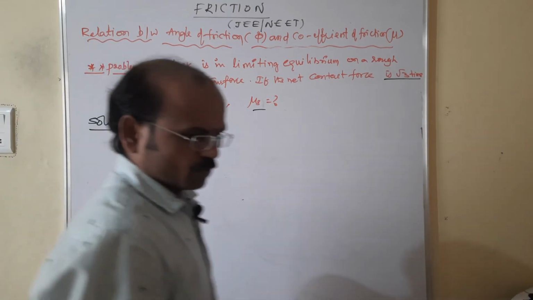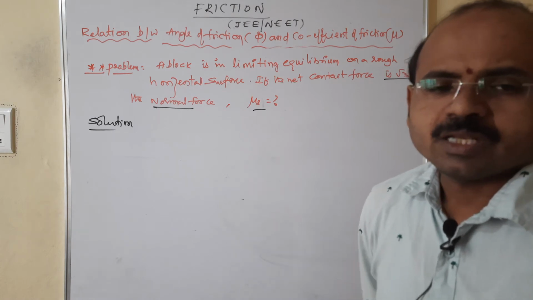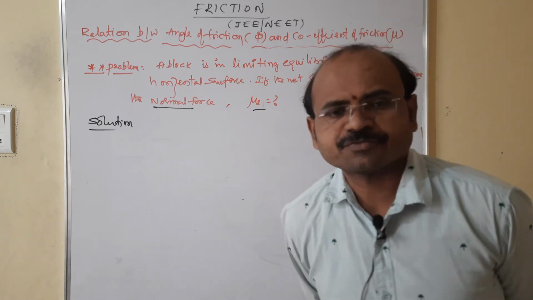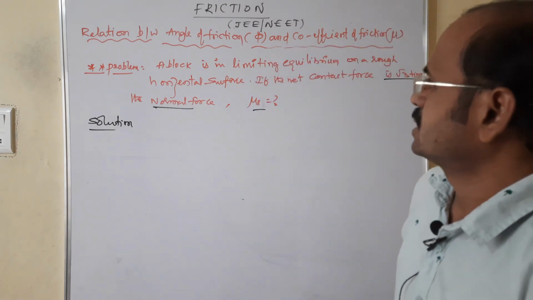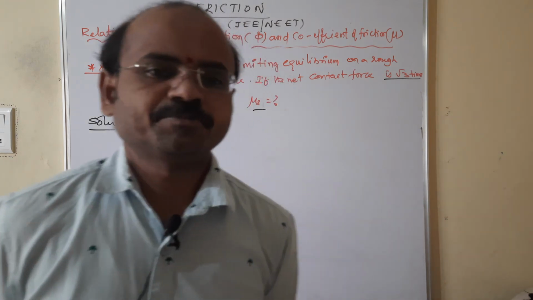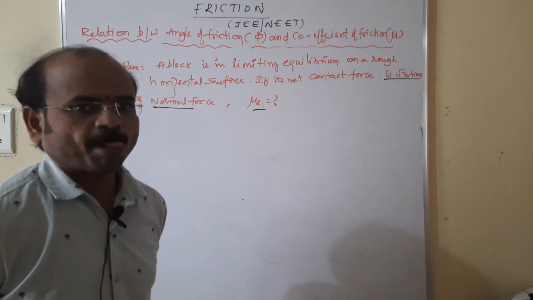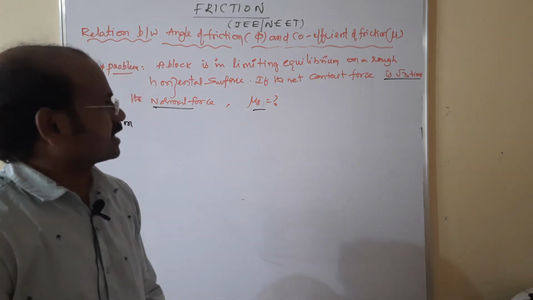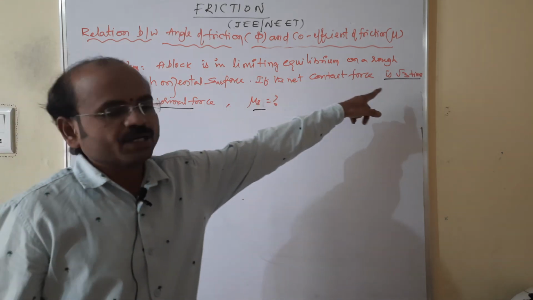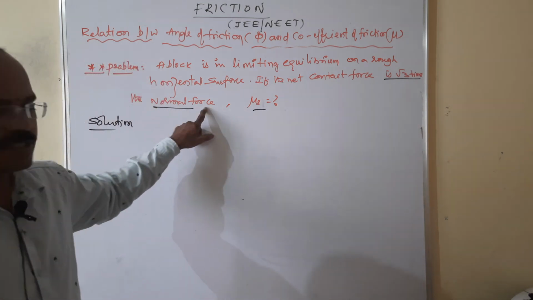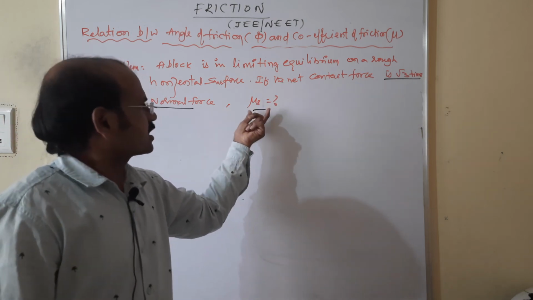There is one more question given. Look at the board. The question is related to the contact force and the frictional force. A block is in limiting equilibrium on a rough horizontal surface. The net contact force is root 3 times the normal force. Once again, root 3 times the normal force. Then find μs. This is the given question. It is asking about μs.